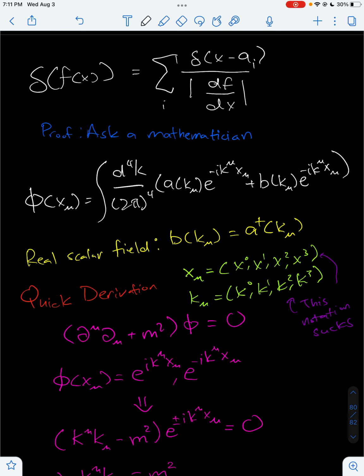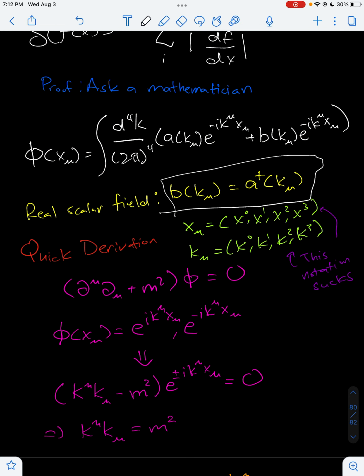So, yeah, and for a real scalar field, the B coefficient is equal to the complex conjugate of the A coefficient, and both are functions of the momenta, including the energy. And this 2 pi to the 4th over here is just some factor for the Fourier transform that we don't have to worry too much about in this video.